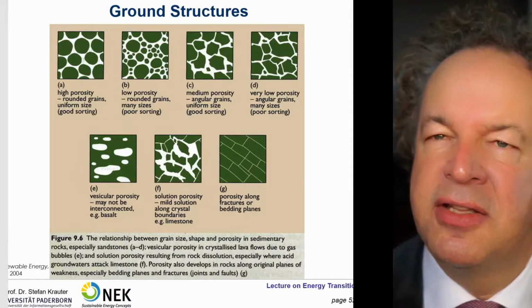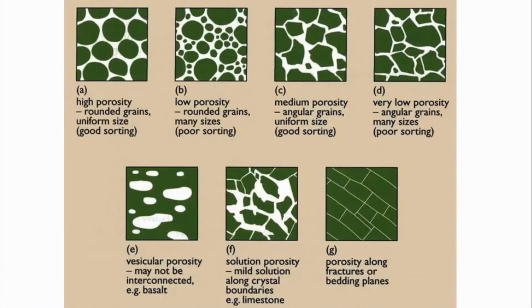Let's take a look at the different ground structures. You have structures with high porosity, for example rounded grains of uniform size. Then you have formations with low porosity. This may also consist of rounded grains, but there are many sizes, so there's no sorting and the porosity is reduced. Then you have medium porosity, with angular grains of uniform size, a kind of good sorting, and water can go through those. Then you have very low porosity, with angular grains, many sizes, but poor sorting.